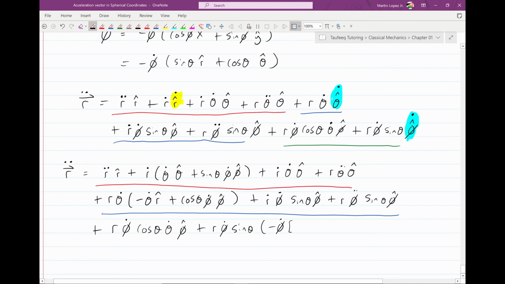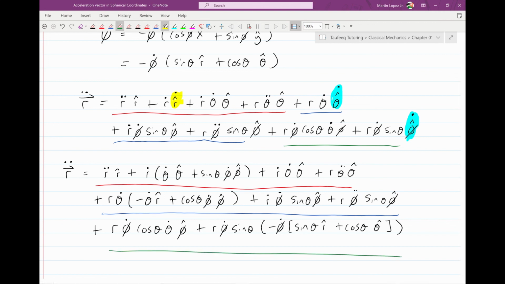and then we can substitute. We have it at the top right there, negative phi dot sine theta r hat plus cosine theta theta hat. Great, and this is the green part. Okay, this is the yellow part, this is the blue part, this is the blue part. That was the substitution. Everything else should be the same.